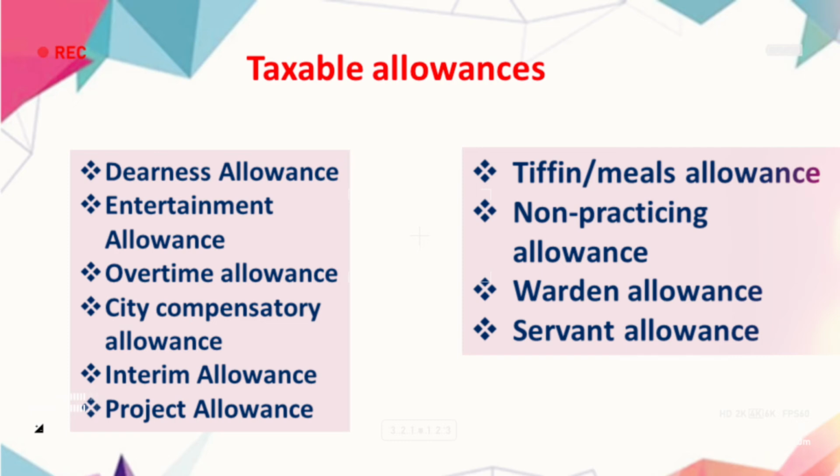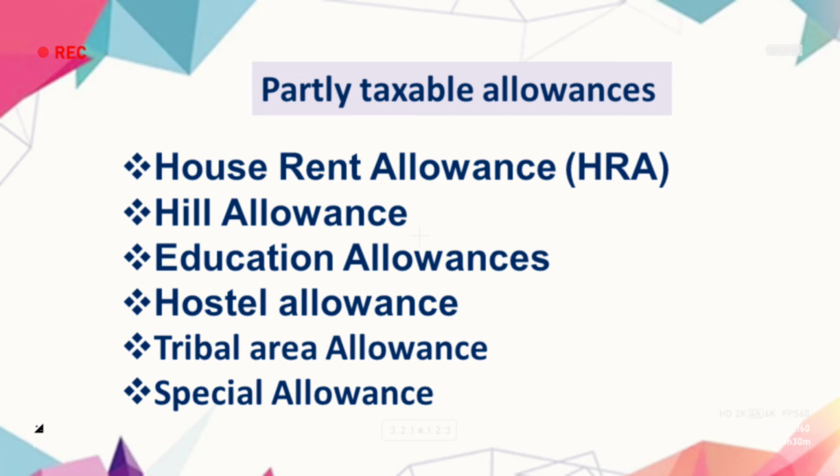Next one is partially taxable allowances. Partially taxable allowances are those allowances which can be exempted from tax up to a certain limit, as specified in the income tax rules and regulations. Some of the partly taxable allowances are house rent allowance, hill allowance, education allowance, hostel allowance, tribal area allowance, special allowance.